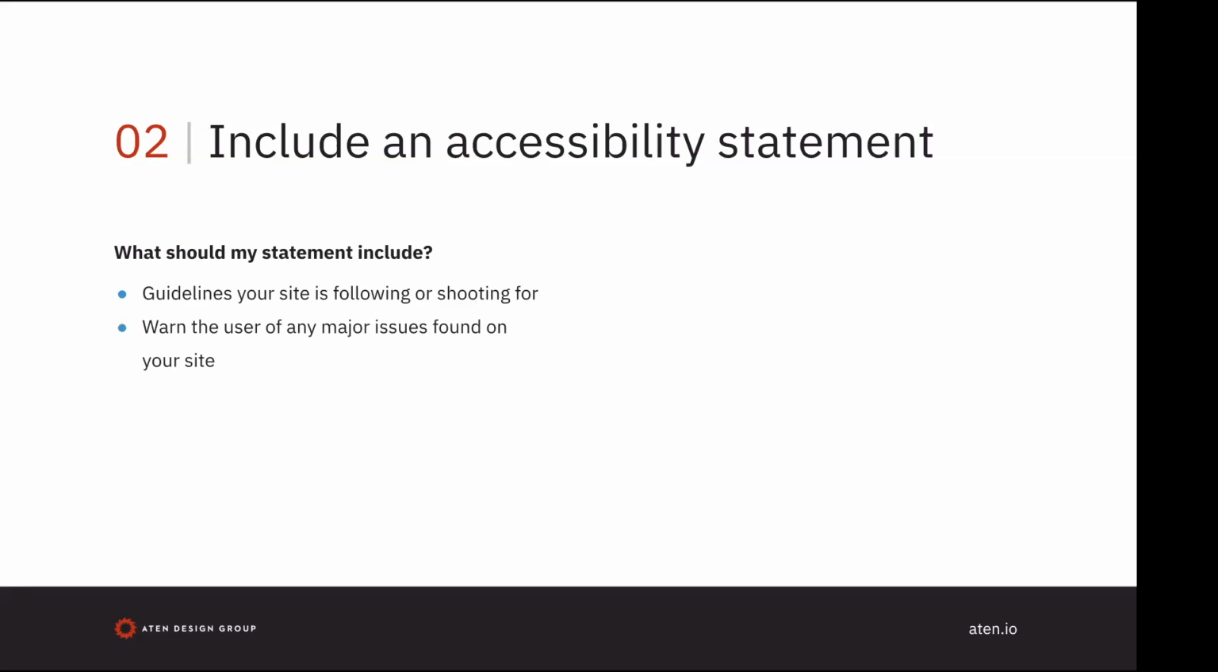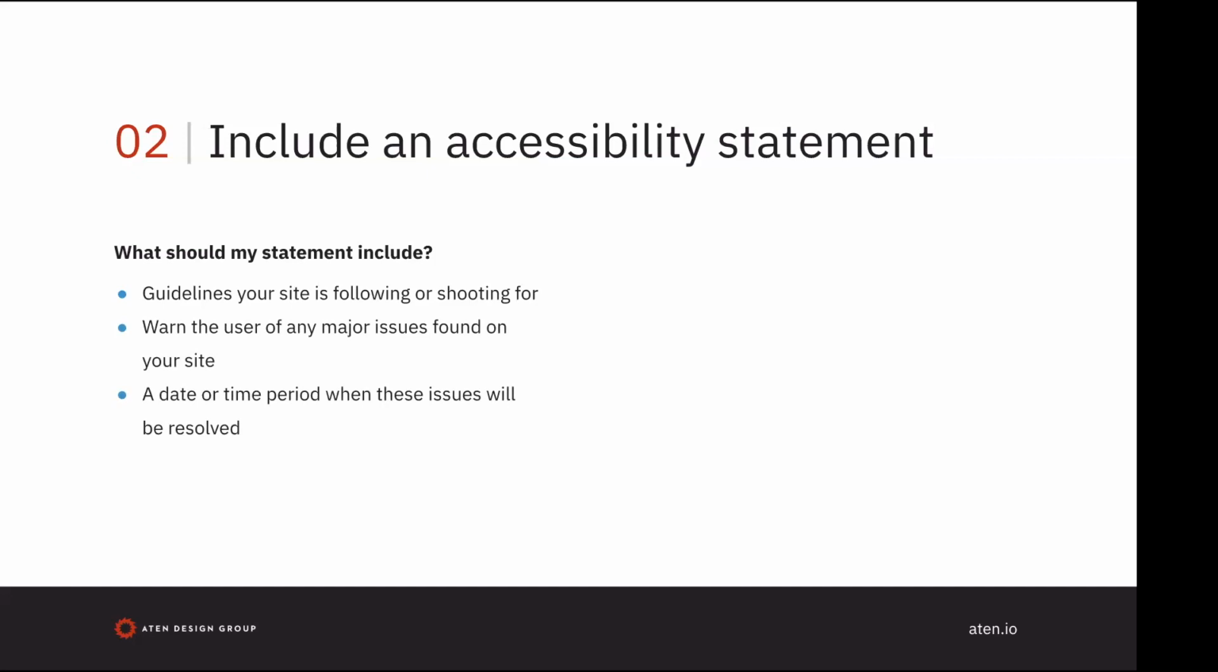And you want to warn the user of any major issues found on your site. If you know for a fact that something is not accessible, you want to put it in there. If you have an interactive map, you want to make sure that you know that that's not accessible and that you're looking for alternative formats. And better yet, if you know that the interactive map is not accessible to everybody, you definitely want to put a note on that page by the map so that a user will know that they can contact you for an alternative format. You want to include a date or time period when these issues should be resolved.